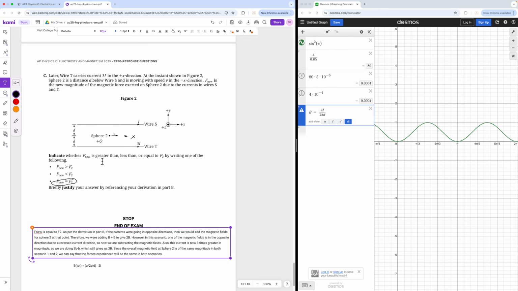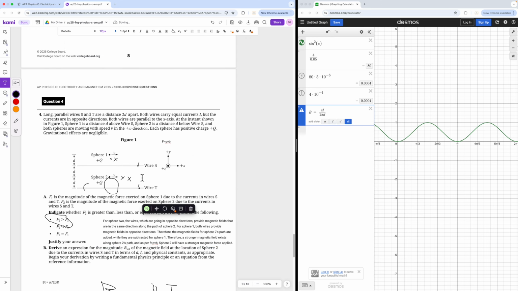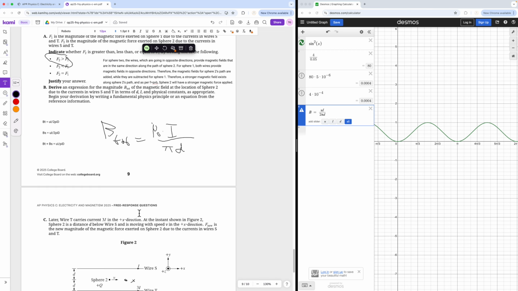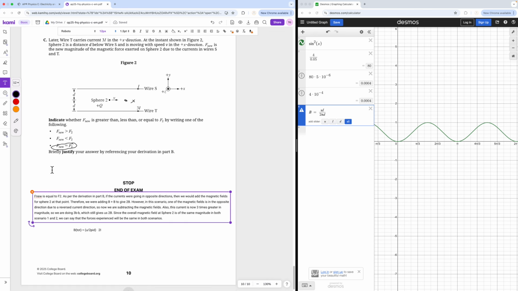So just to quickly summarize, in this scenario you're adding the magnetic fields, and that's I and I, so it's just going to be adding them. But here you're subtracting them, but because this is 3 times greater, you're basically doing 3 times I minus I instead of I plus I. But I plus I is equal to 2I, and 3I minus I is also equal to 2I. So that's why your forces are the same.